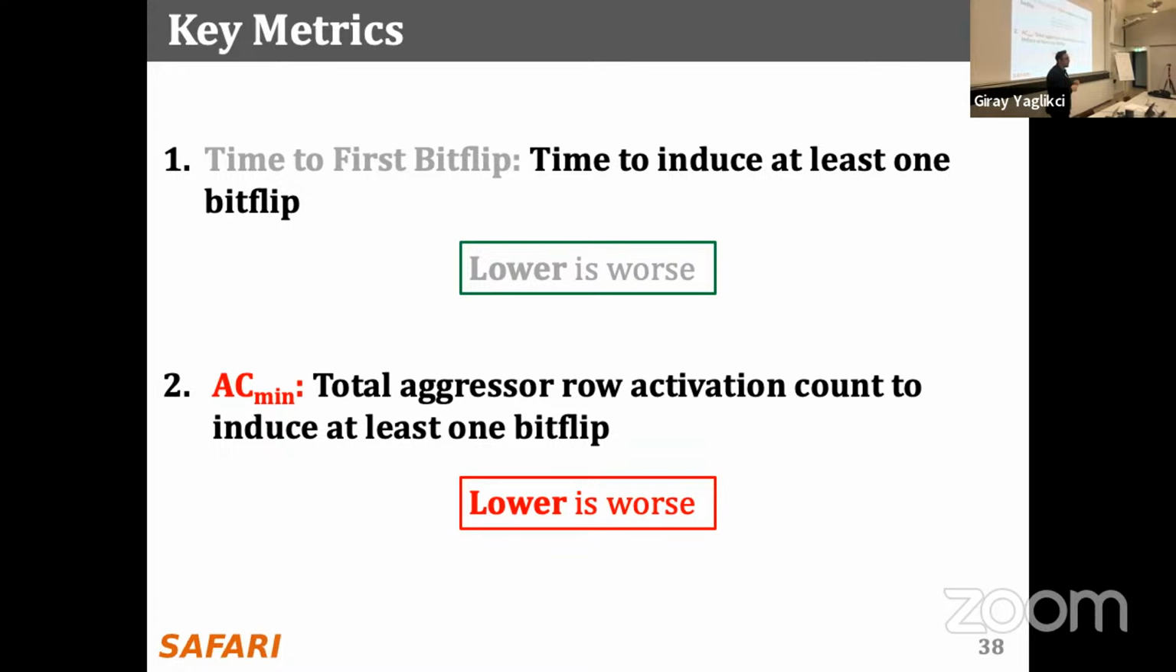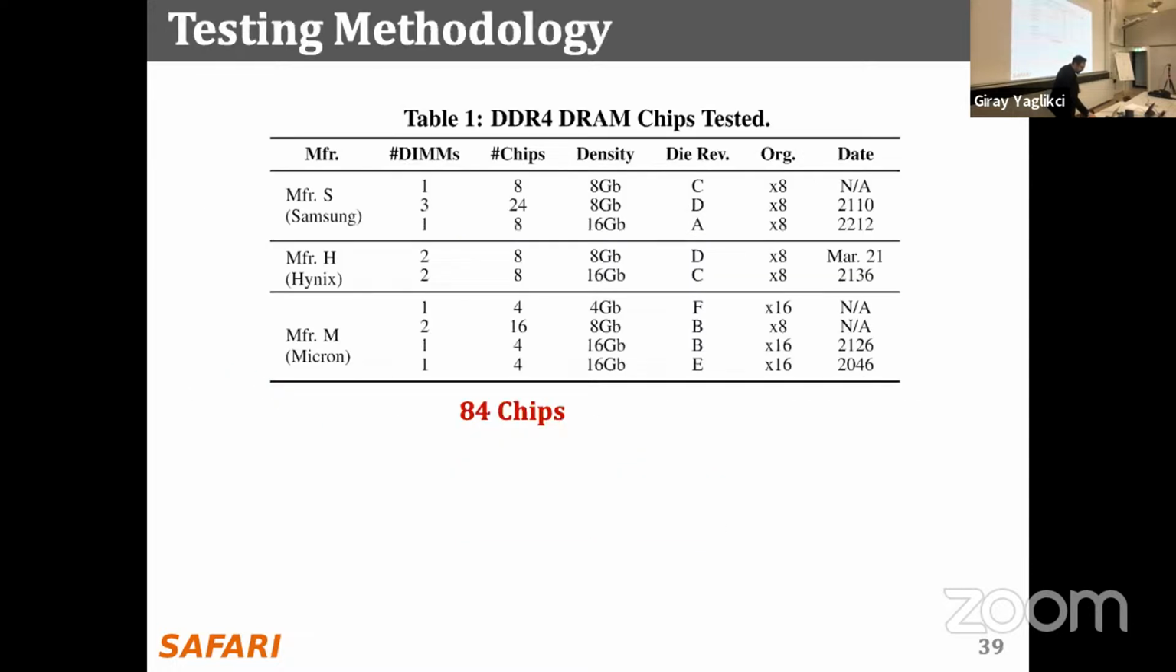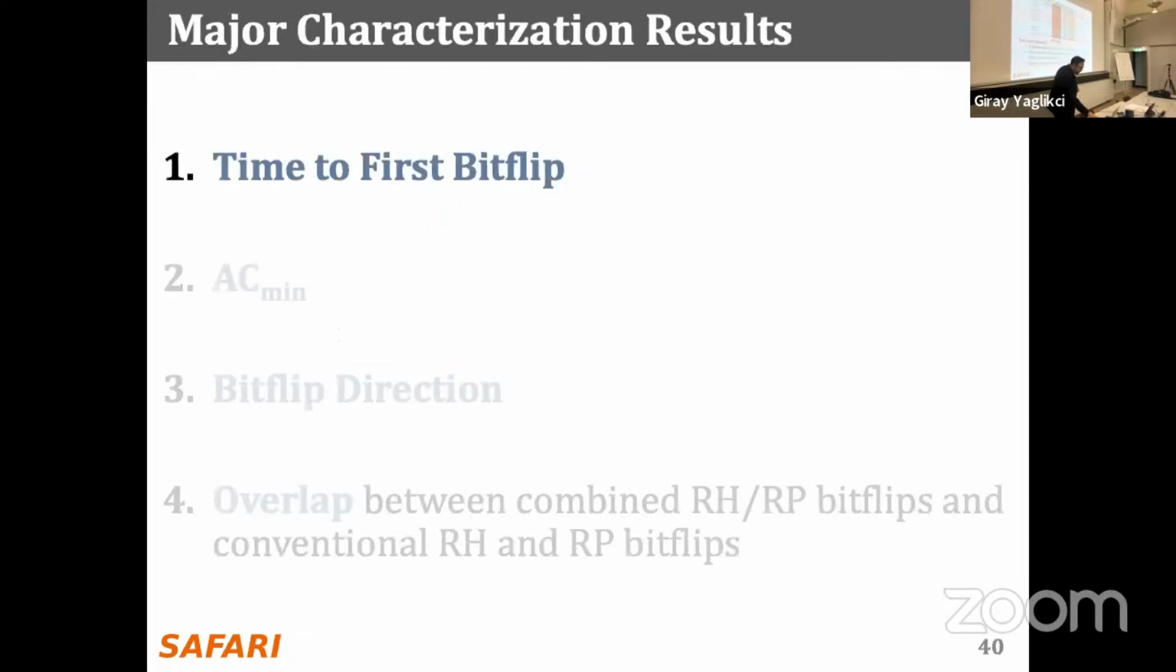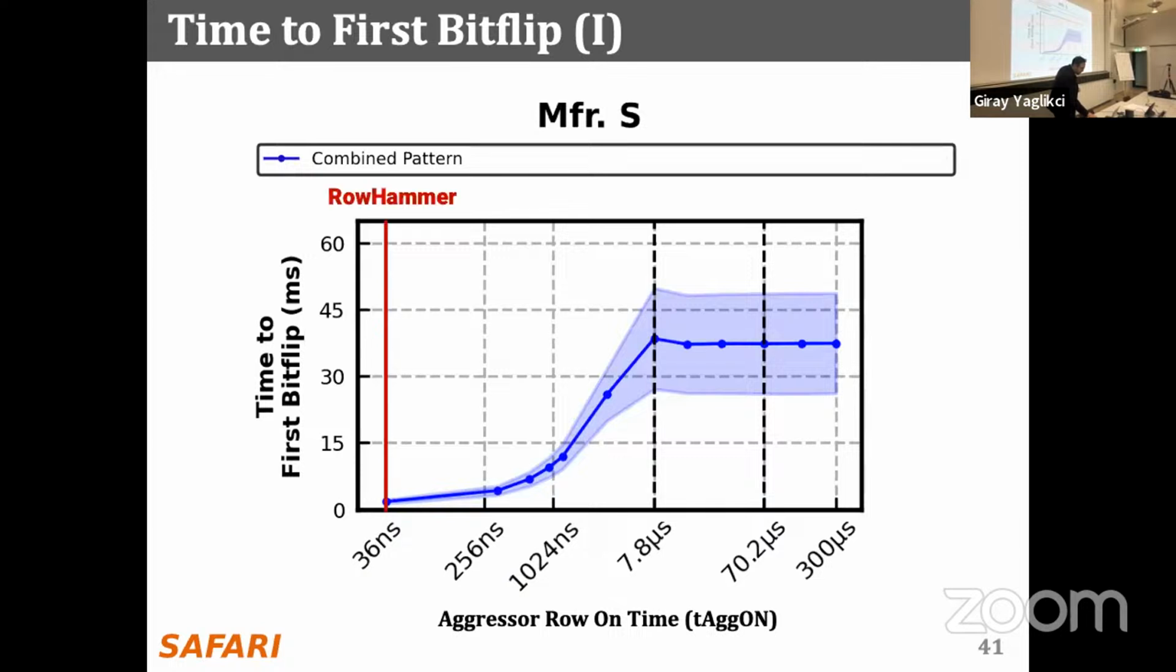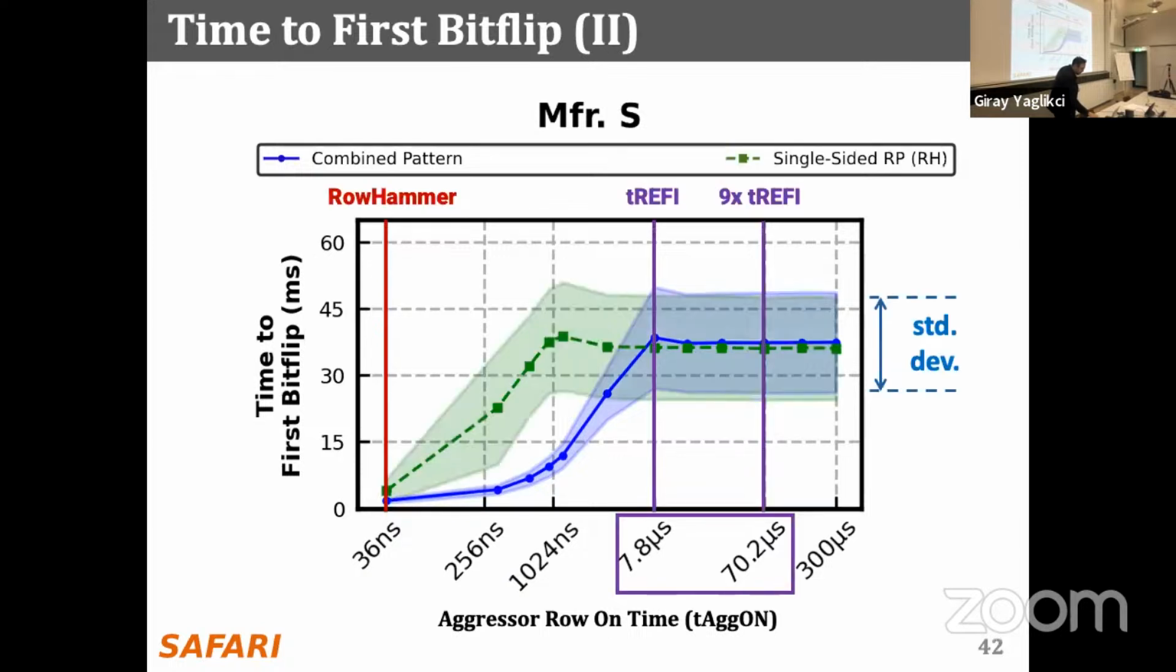The question was, can you open two different rows in two different subarrays so that you can simultaneously press different rows? Okay. And we look at the ACmin. You're already familiar with ACmin. These are the chips that we test. I'm not going to get into details, and let's look at these results.